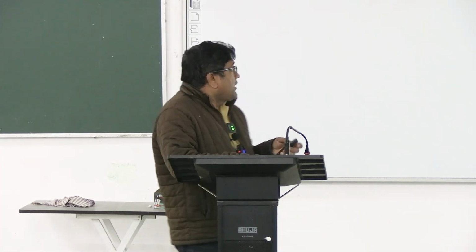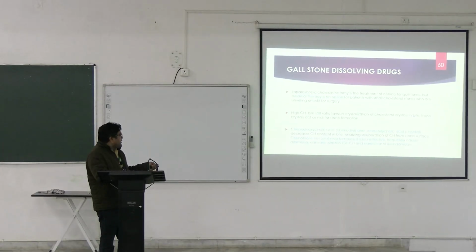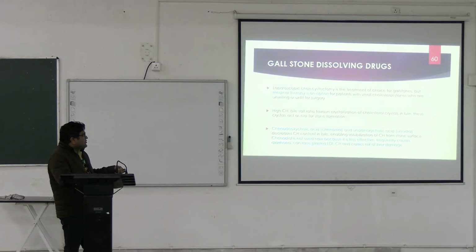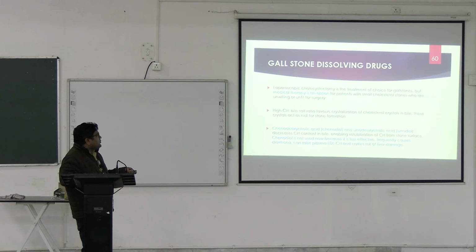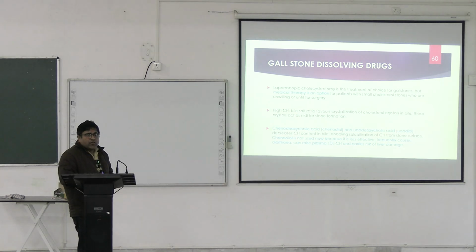A high cholesterol to bile salt ratio favors crystallization of the cholesterol crystals that act as needles over which the stone formation occurs. Now what happens? There are two drugs that can be used to dissolve gallstone. One is chenodeoxycholic acid, also called chenodiol, and ursodeoxycholic acid, ursodiol. What they cause? They decrease the cholesterol content in the bile and hence they enable the solubilization of the cholesterol from the stone. Now this chenodiol is not used nowadays.